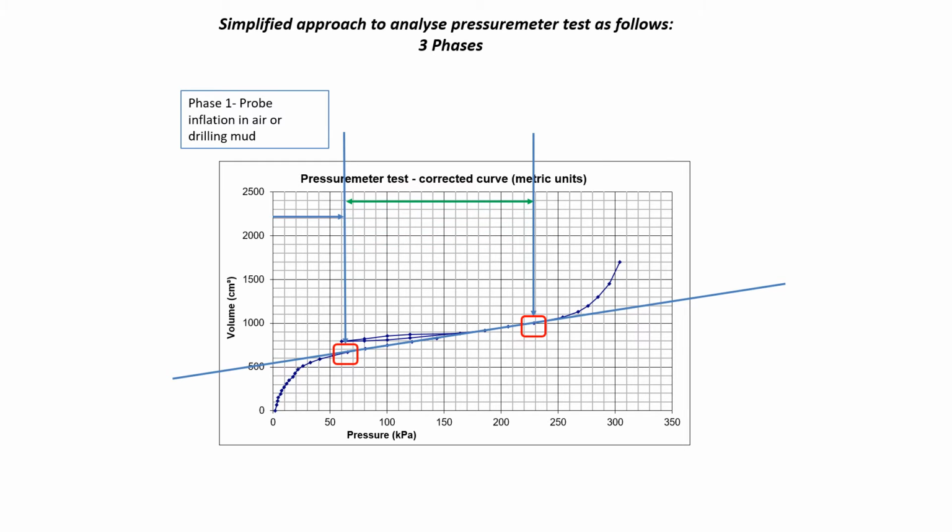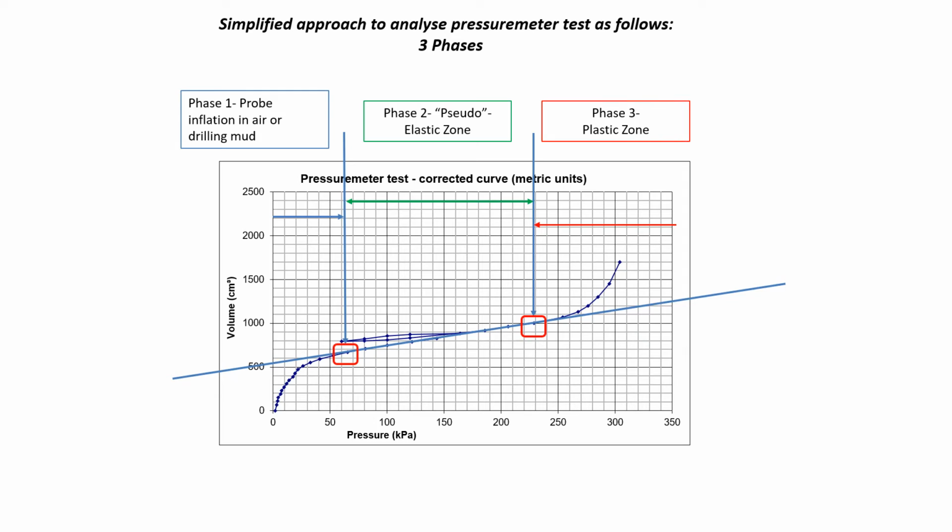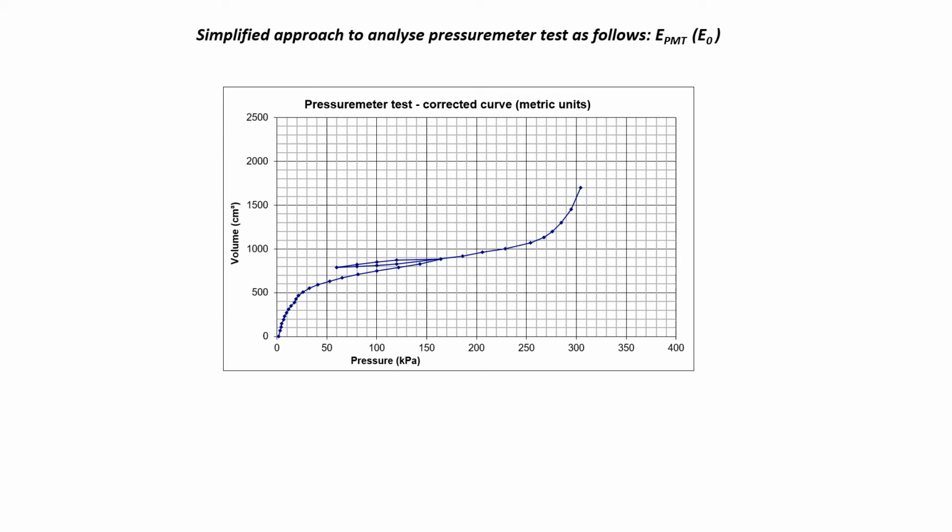Second phase, very important, the pseudo-elastic zone. Different engineers call it differently, it doesn't matter, but in this elastic linear zone you are getting all the main parameters from your Pressuremeter test. And last but not least, the last phase, the plastic zone. Why is it important? Because from this zone you are going to get another parameter which is very important for calculating the bearing capacity of your footings.